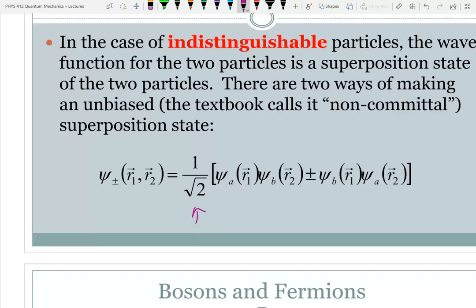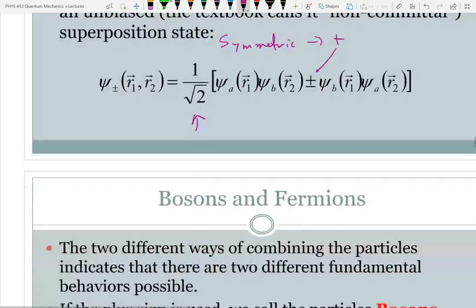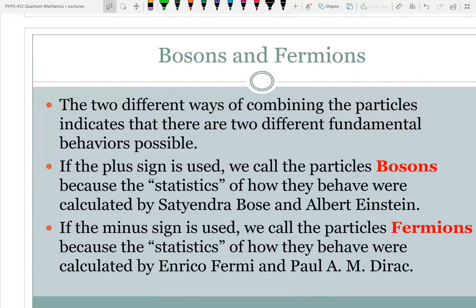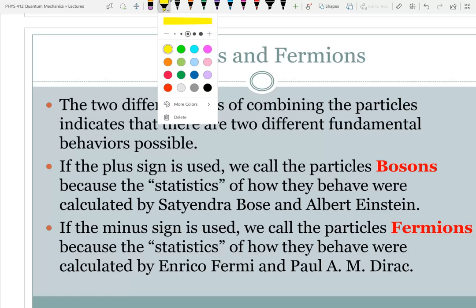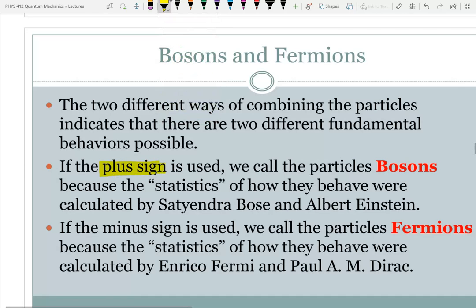Now, the 1 over square root 2 is simple for normalization. But you have two solutions, a symmetric and an anti-symmetric solution. Symmetric will have the plus sign. Anti-symmetric will have the minus sign. Those two different solutions are going to behave differently. So we have the distinction of bosons versus fermions. The plus sign is the symmetric one.